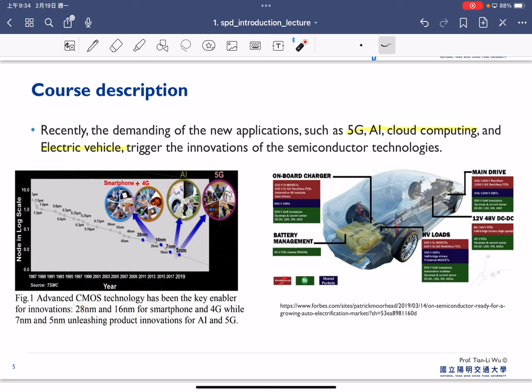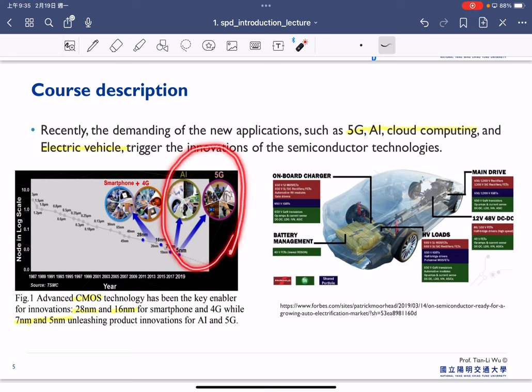Now you can see the term CMOS is coming again, but I believe from the last slide you can start to understand. Probably you don't know the physics inside and how the CMOS operates, but you should understand that CMOS is now the combination of the NFET and PFET. Advanced CMOS technology has been the key enabler for innovation, like 28 nanometer and 15 nanometer for the smartphone and 4G, and 7 and 5 nanometer for AI and 5G. That's what the industry is currently working on.